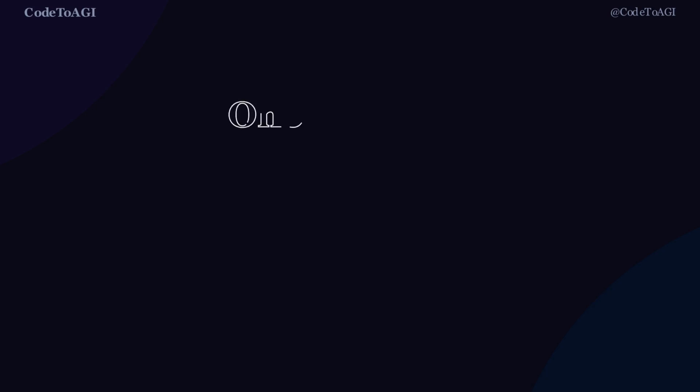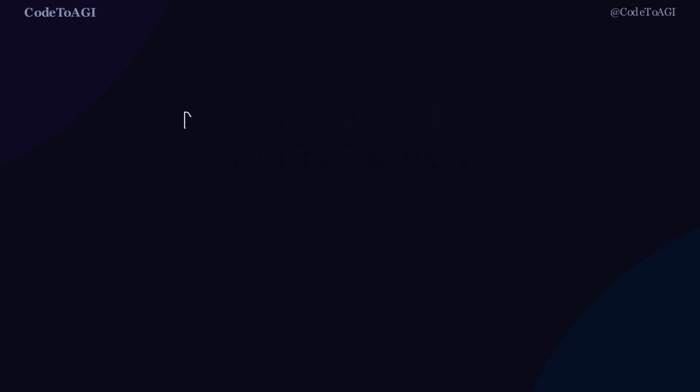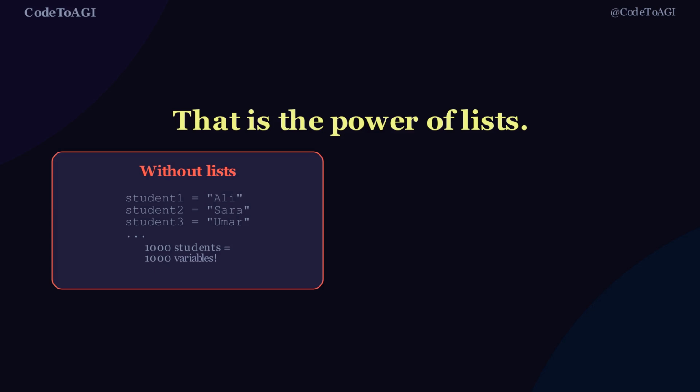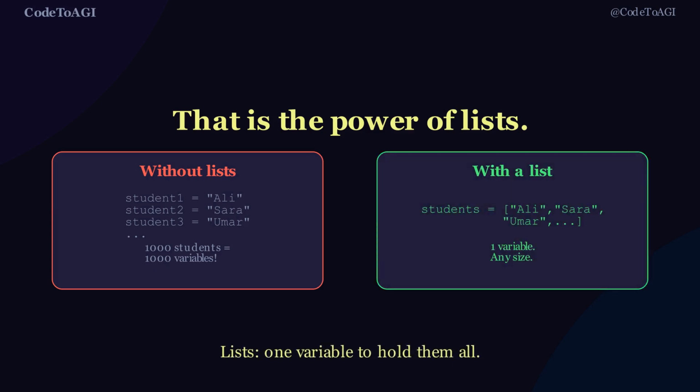Let's go. Imagine you need to store the names of 5 students. Without lists, you create 5 separate variables. Student 1, Student 2, Student 3, all the way to Student 5. Now imagine a class of 1,000 students. Impossible with separate variables. With a list, one variable holds all 1,000 names. Lists are how Python stores collections of data.